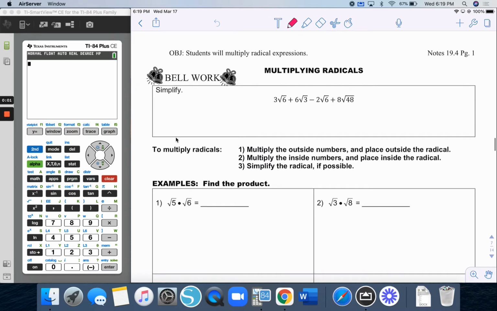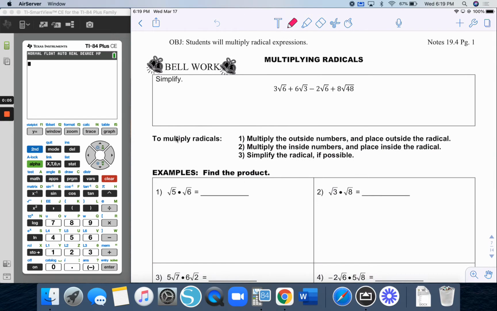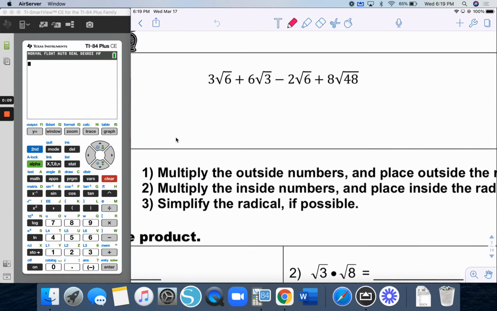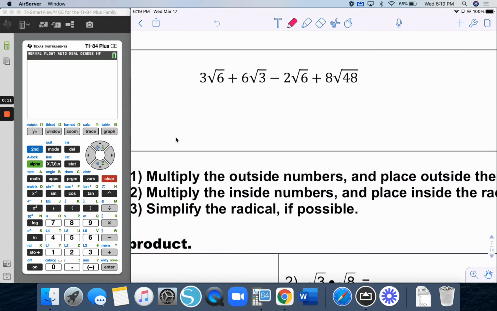This video covers notes 19.4 over multiplying radicals. So up top, our bell work is to review what we did yesterday over simplifying. When I'm looking, the square root of 6 cannot be simplified. The square root of 3 cannot be simplified. The square root of 6 cannot be simplified. However, the square root of 48 can be simplified.